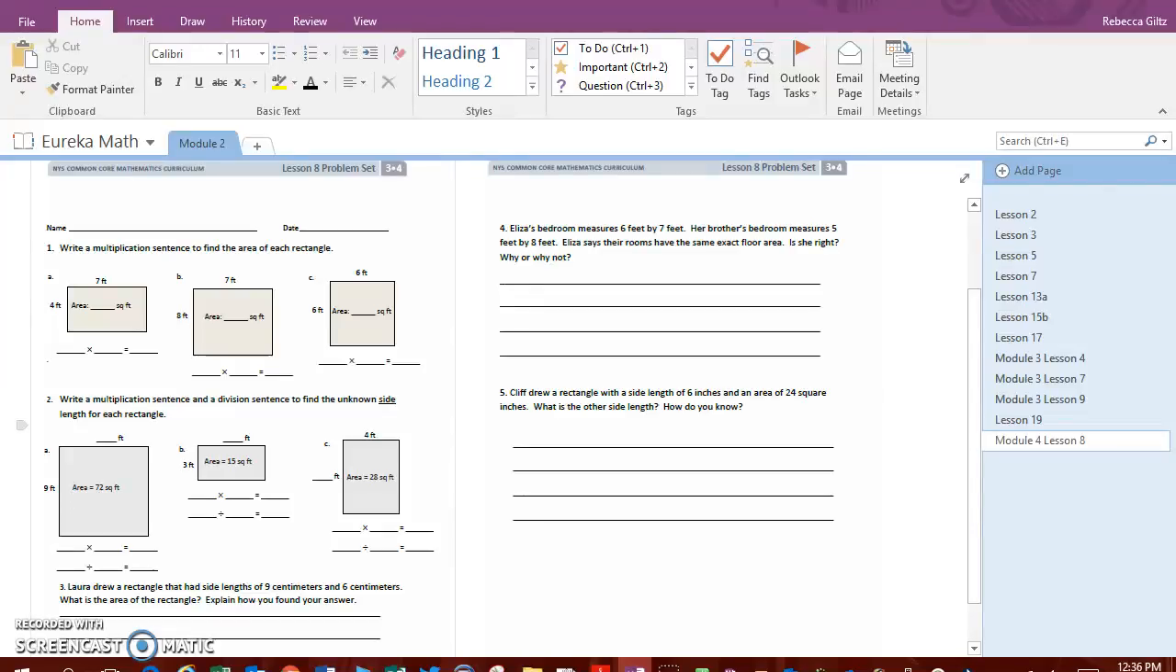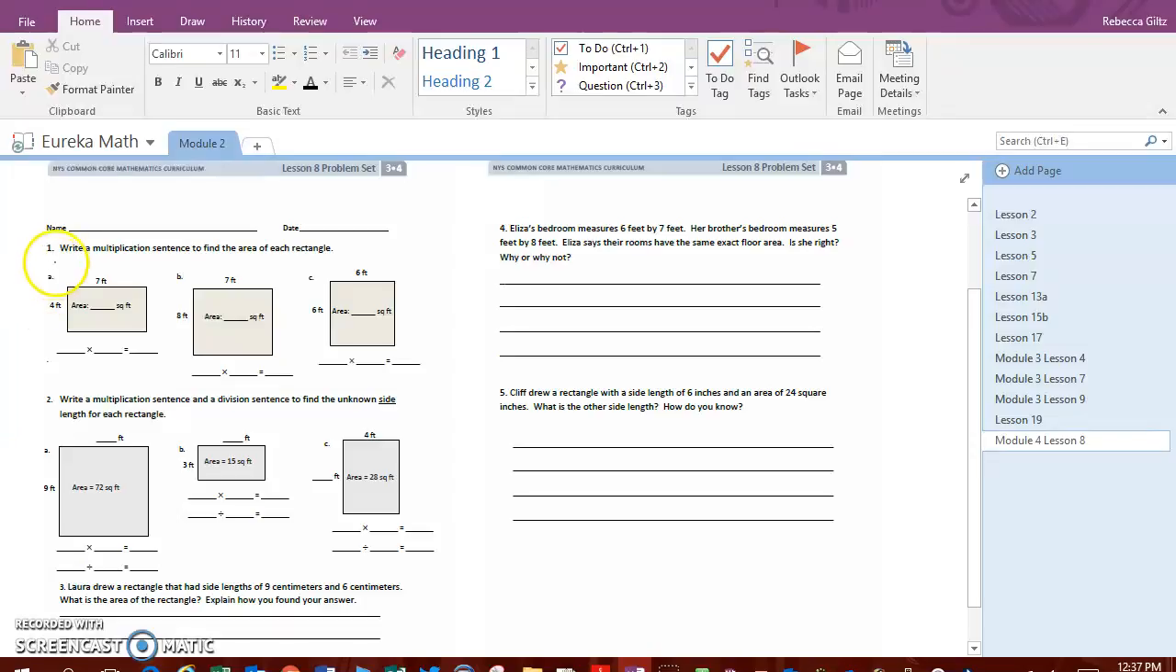Alright guys, we are starting Module 4 with Lesson 8, and hopefully you remember our work from Module 1 when we started working with area. This lesson is all about trying to find the area of a rectangle using multiplication. And if you remember back in Module 1, we had rectangles that had a lot of squares in them, and one of our strategies for finding the area was to count up the squares. But now that you know multiplication so well, you can just use your multiplication facts to solve for area instead of counting up the squares.